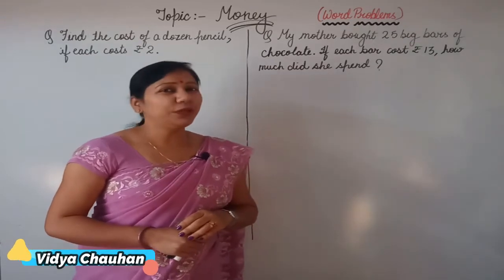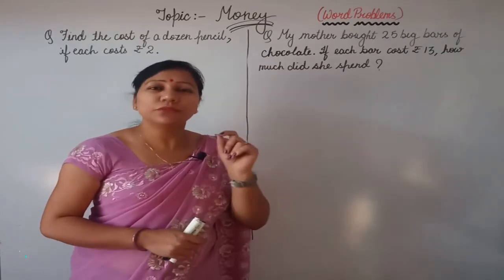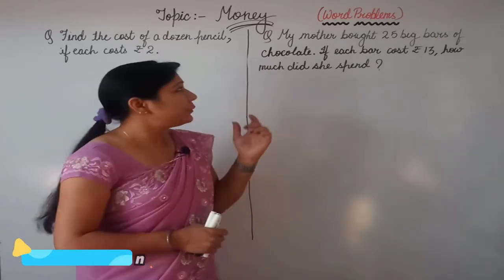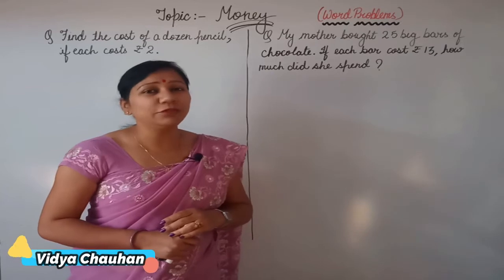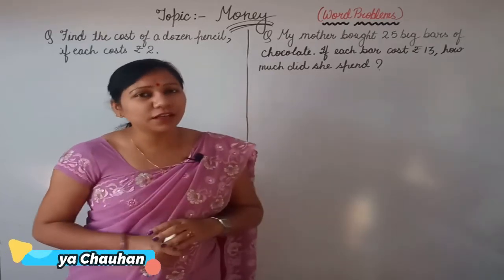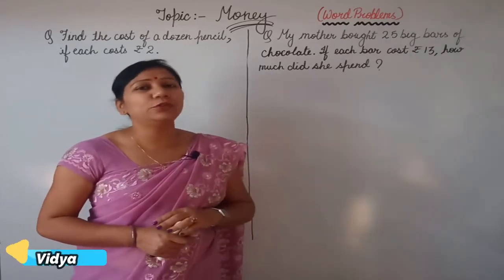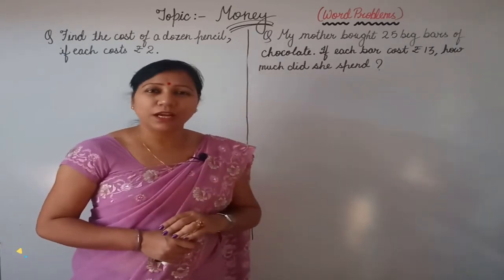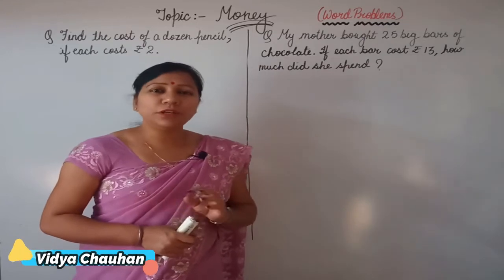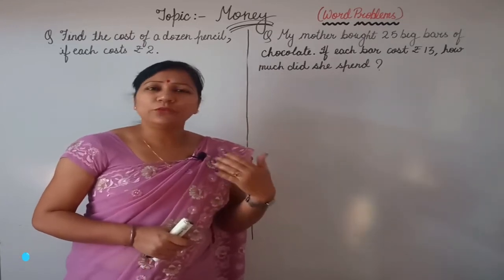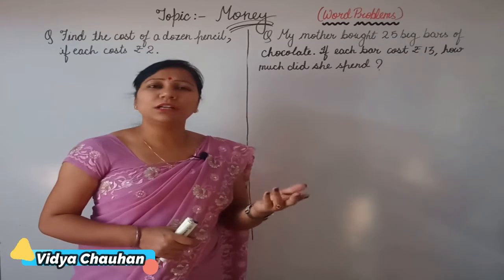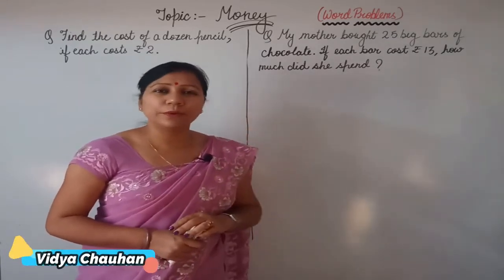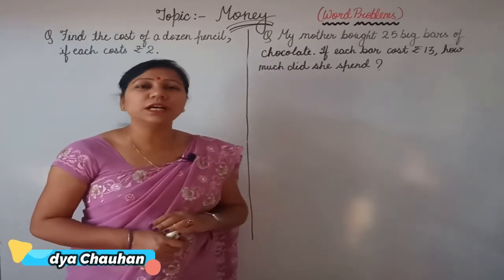Now students, today we are going to start with the word problems related to money. Today I have taken some questions from your book exercise in which some information is given to us and we have to find out the unknown things, or you can say unknown values. Understood students? In word problems, it will be either addition, subtraction, multiplication or division. So basically we are going to use these four mathematical operations to solve the questions.